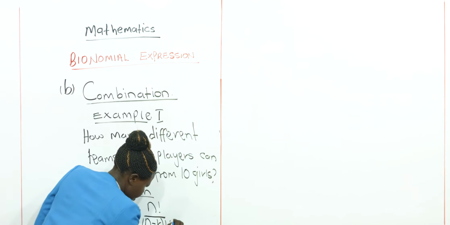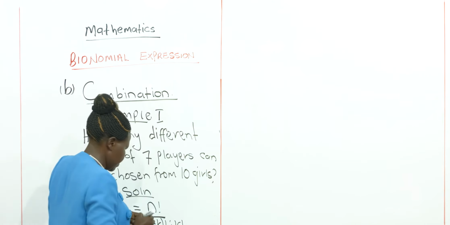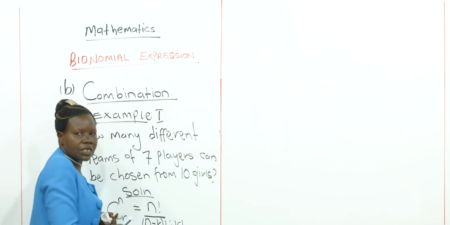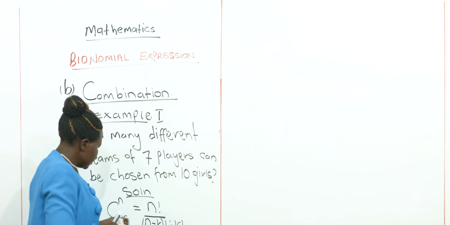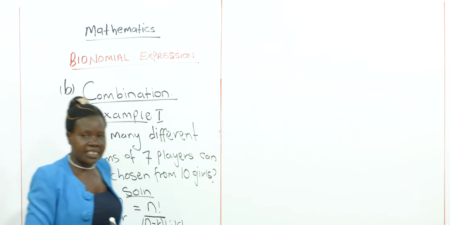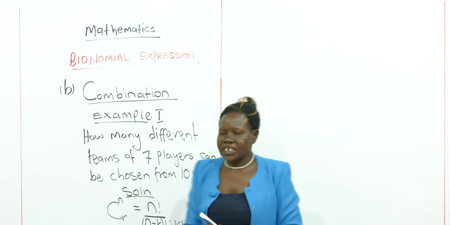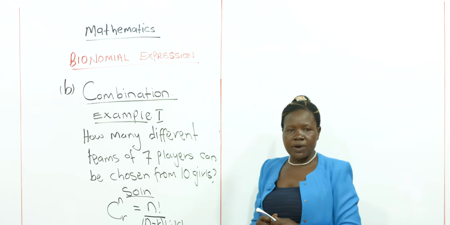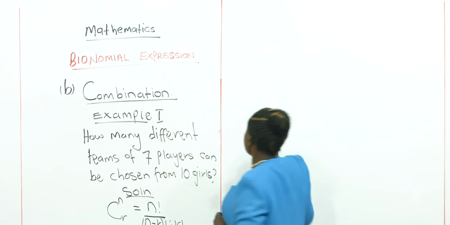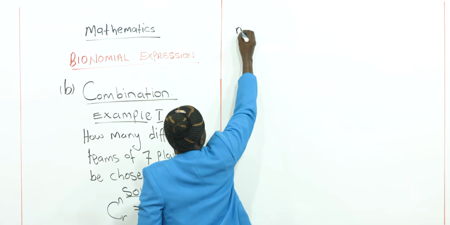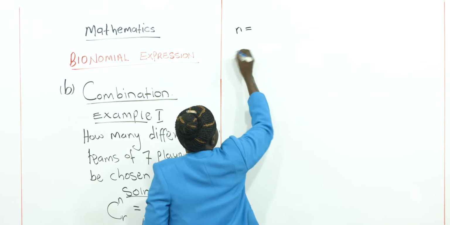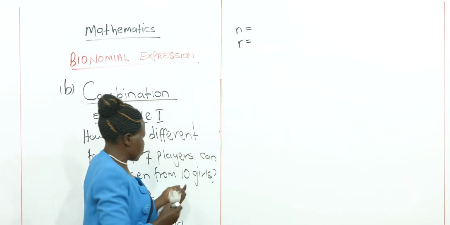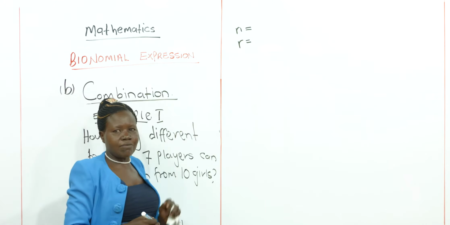So this is our formula. After stating your formula, after you have realized that this question is under combination, the next step is to identify the value of n and the value of r from your formula. You know that n is the number and r is the number of times. That means that out of the 10 girls, you are going to select how many times?